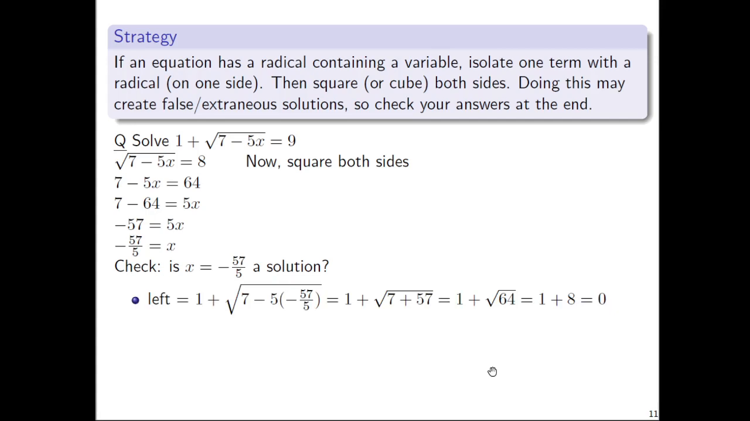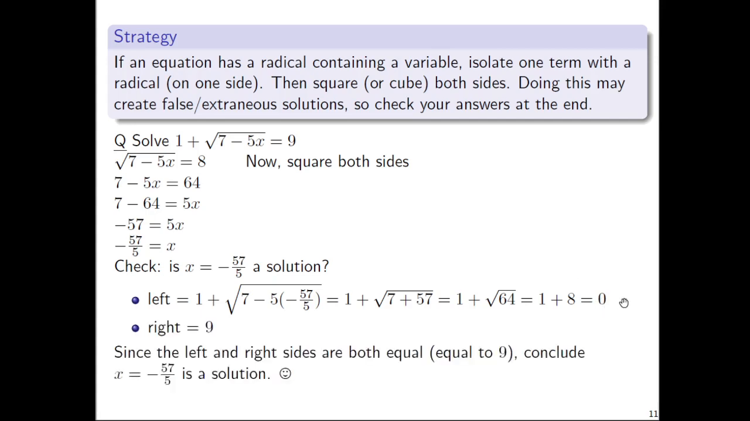Well, the left side, when you plug in for x, looks like this. You eventually simplify and you'll get 1 plus 8, which is equal to 9. Apologies for the typo. It's just 9 is very close to 0 on the keyboard. On the right side, you get 9 as well. And since the left and right side are both equal to 9, there should be a 9 right here, we will now conclude that x equals negative 57 over 5 is a solution.